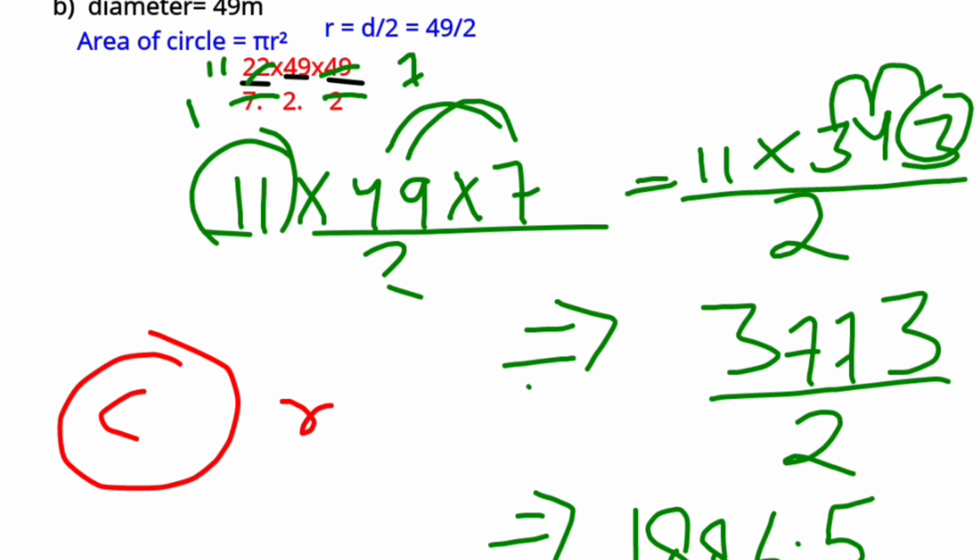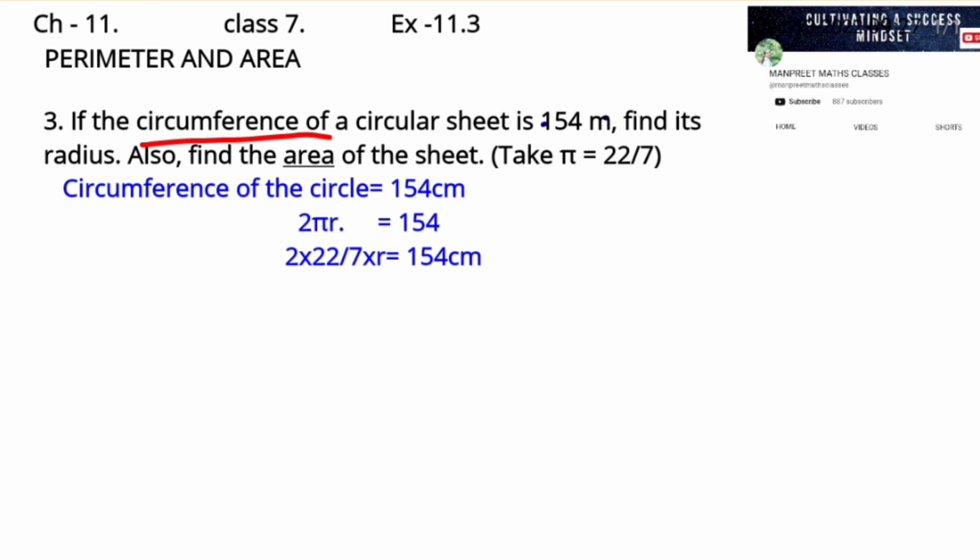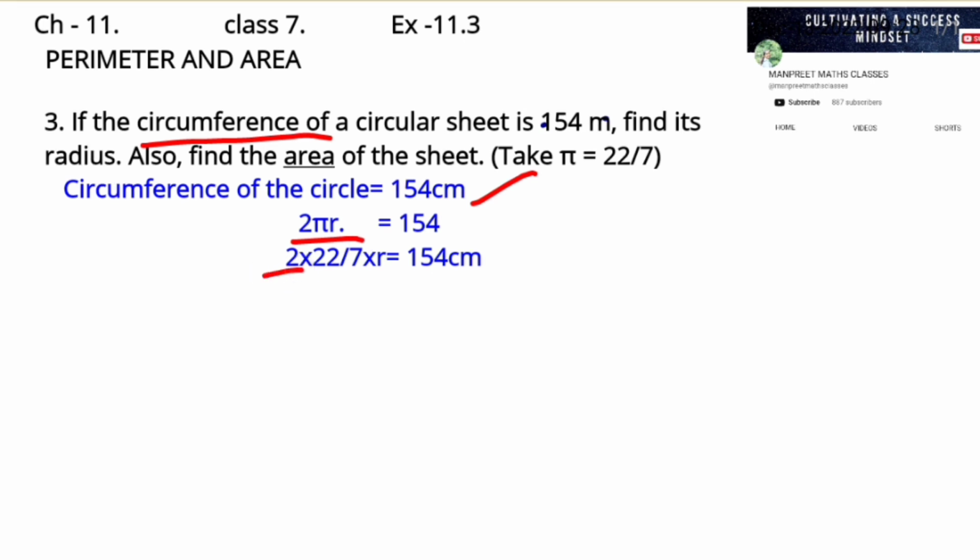Now we'll move on to the third question. The question is, if the circumference of a circular sheet is 154 meter, find its radius, also find the area of the circle. So what we'll do? First we'll write what is given to us. So I have written circumference of the circle 154 centimeter, and next step I have written the formula 2 pi r is equal to 154. So in place of pi it is given 22/7 in the question, so we'll write it into r.